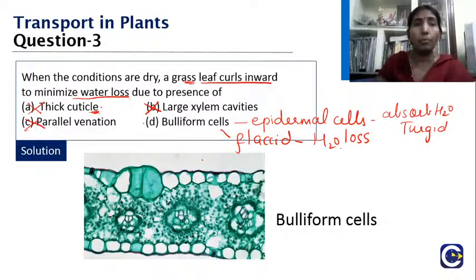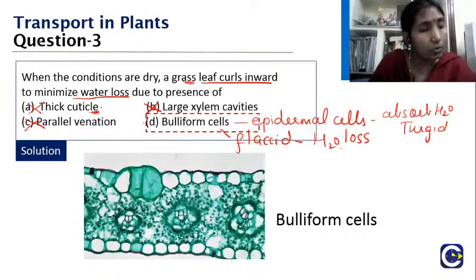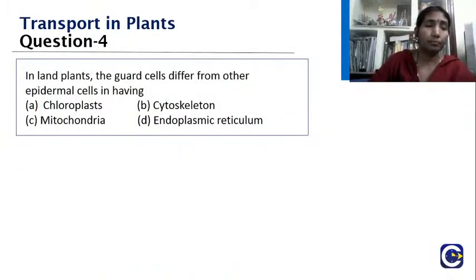So what will they do? They will become more flaccid in dry conditions, but usually they are very turgid in sufficient water conditions. When they are exposed like that, they will become more flaccid and the water loss will be there. That results in the curling up of the grass leaf inward, so that it will minimize the water loss. So the answer is bulliform cells. I see students giving the answer. Excellent. We'll move on to the next.